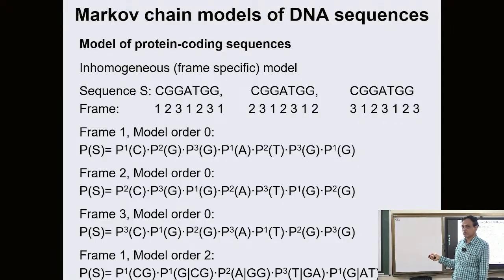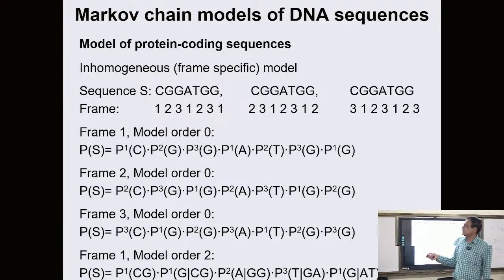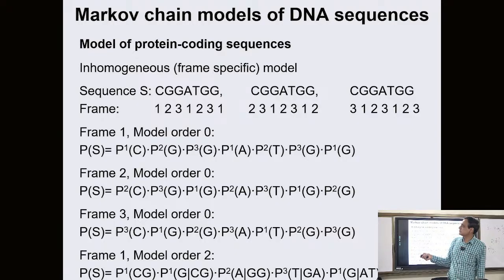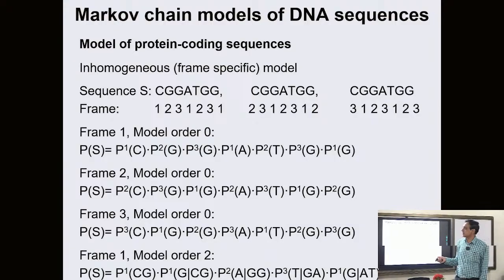Okay, this is frame 1, codon position 1 for the first nucleotide. Let's compute the probability of this sequence to be protein coding in frame 1 given model order 0. Model order 0 means probability of C multiplied by probability of G multiplied by probability of G and so on, but now you have to keep track of position also. You will put the positions also, shown as superscript. So probability of C position 1, probability of G position 2 and so on.